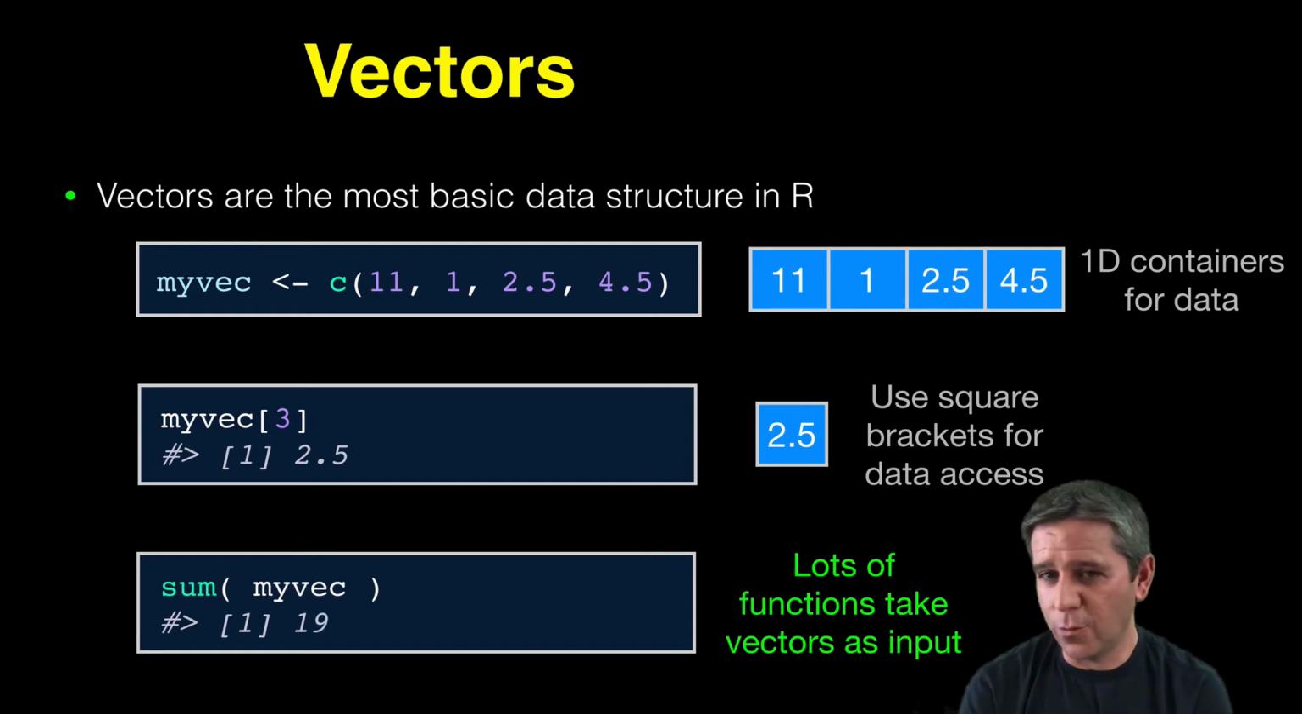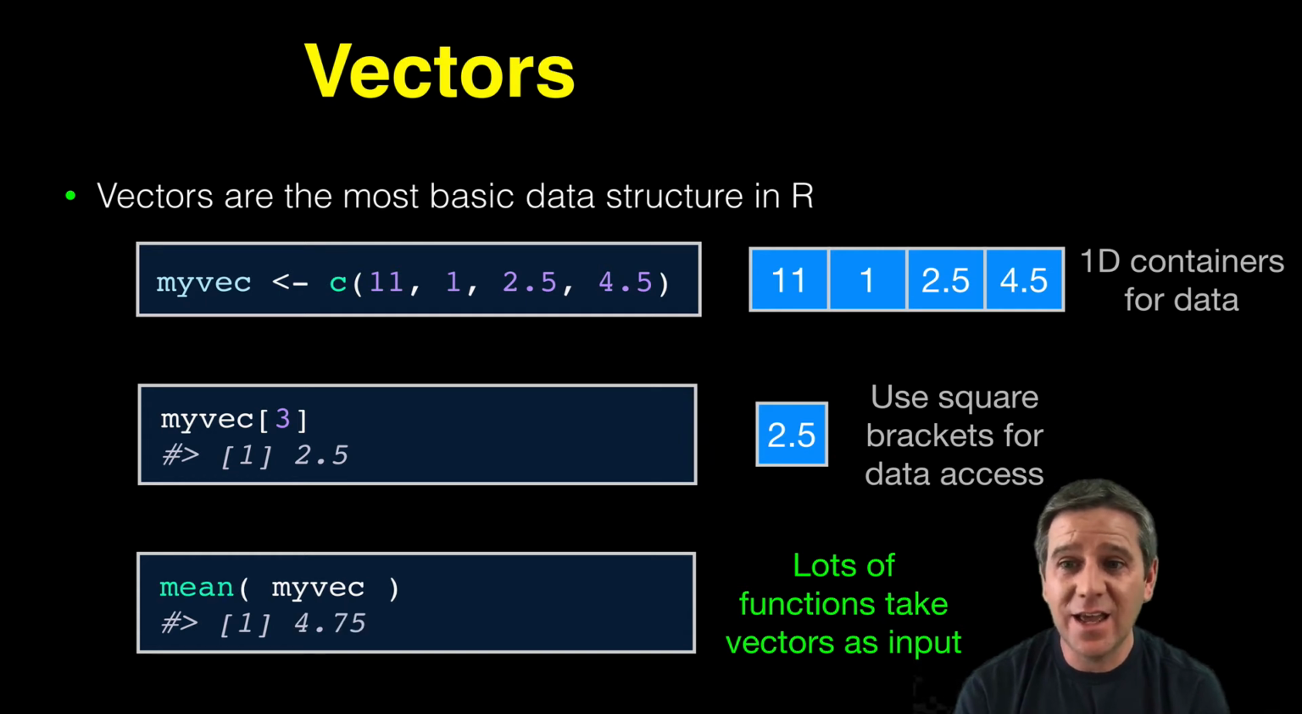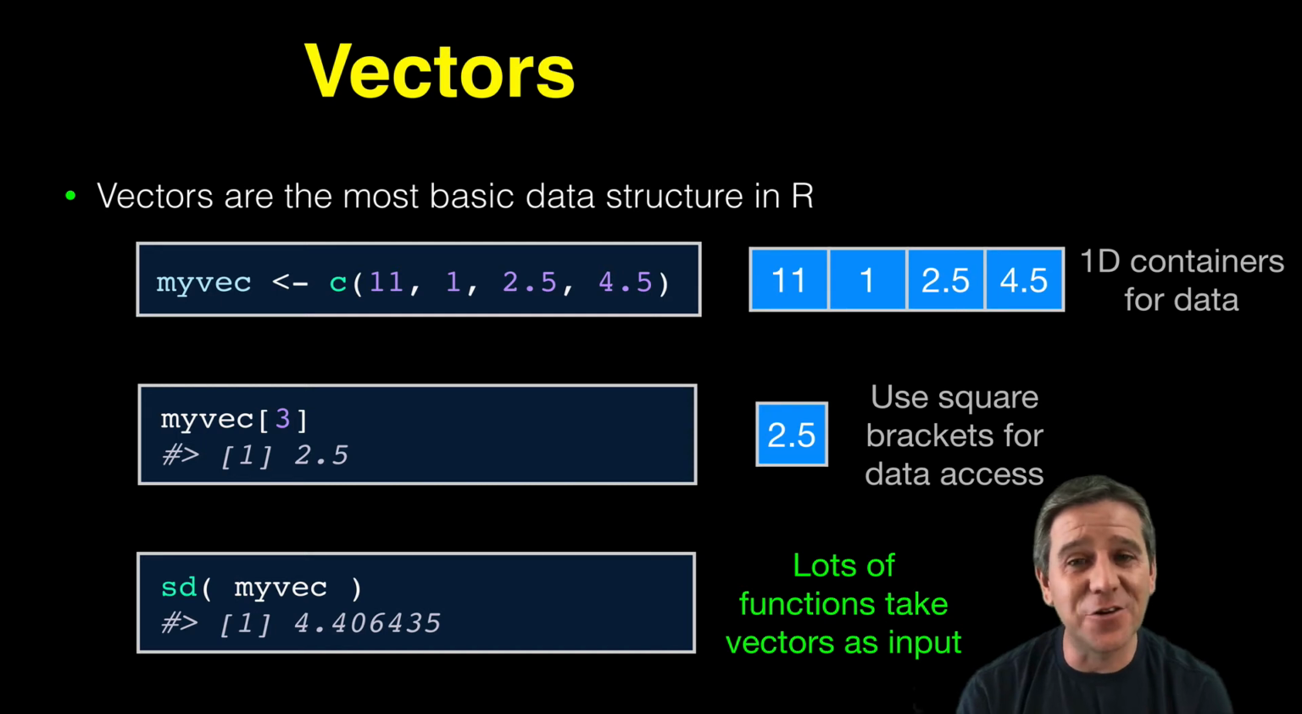I can do numeric summaries, like the sum here, for example. This will add up the values within the vector. So 11 plus 1 plus 2.5 plus 4.5 equals 19. I could take the average here with the function mean. This will calculate the mean value of all those within the vector. Or SD here, that's not San Diego, that's standard deviation. Another summary statistic. So all these functions, and there are many others, will work on a vector as a whole and compute something from it, like a summary statistic in this case.